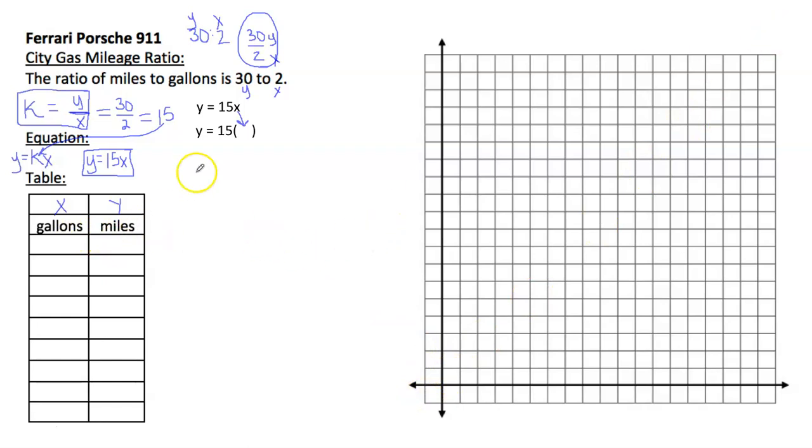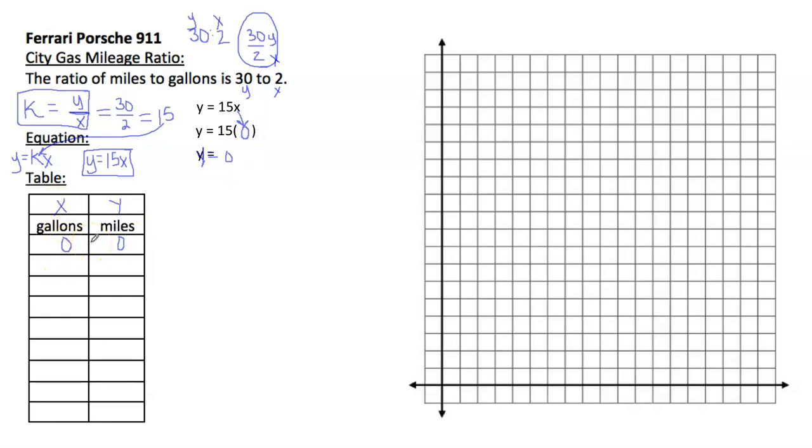But if I chose, I don't know, 1,000,000 for x, a million times 15 is 15 million, and I don't want to graph the number 15 million. So I'm going to choose x values that are simple, like 0. I'm going to start by choosing 0 for x, and then I'm going to solve for y. 15 times 0 is 0. So y is equal to 0 when x is equal to 0.